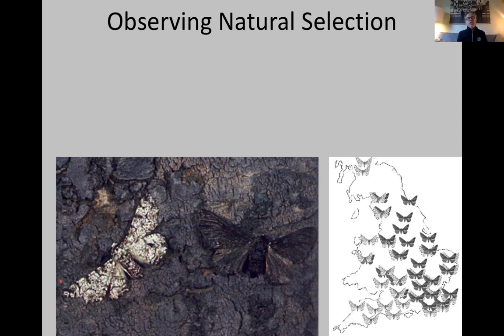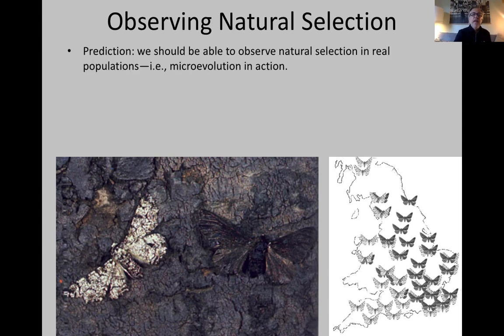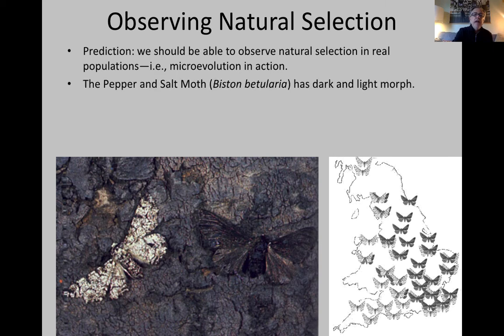The next thing is, can we actually observe natural selection? If evolution is true, we should be able to observe natural selection in real time. We should be able to see microevolution in action. And here's an example of the pepper and salt moth, Biston betularia, which has a light and a dark color form.